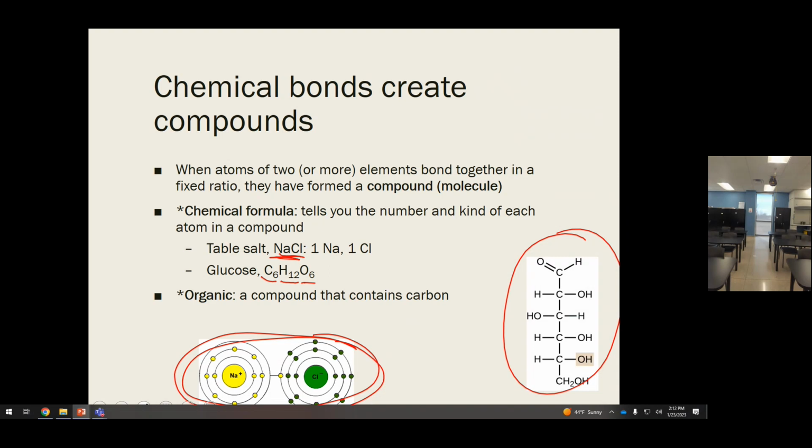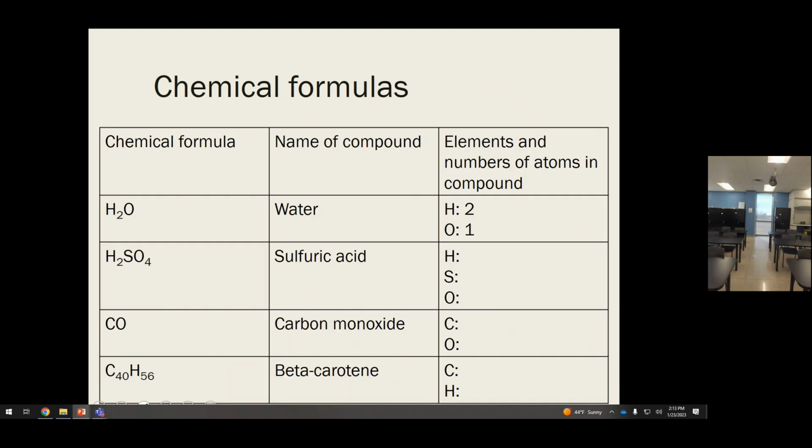The term organic refers to a compound that contains carbon. Organic is one of those words that can have multiple meanings. It doesn't just mean grown without pesticides. It also means a compound that contains carbon. And conversely, inorganic is a compound that does not contain carbon. So sodium chloride is an inorganic molecule, and glucose is an organic molecule.